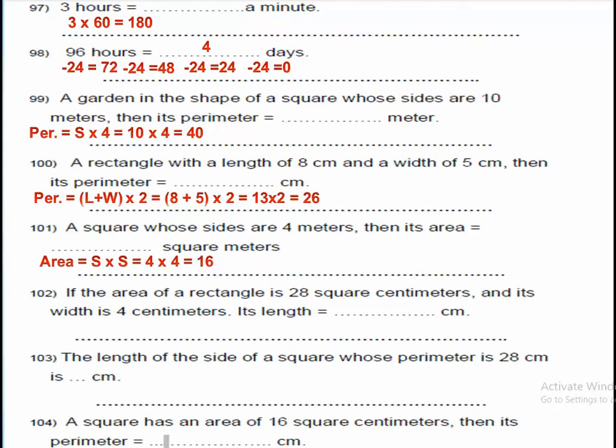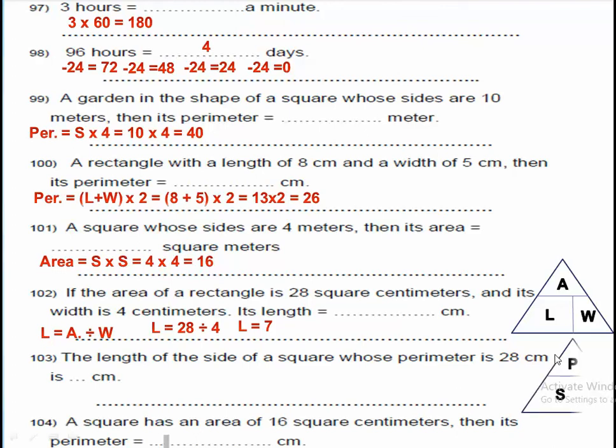If the area of a rectangle is 28 centimeter and its width is 4, then its length, let's draw the magic triangle for area. Area equals length times width. If I want to calculate length, hide the length, it will be area divided by width equals 28 divided by 4 equals 7. The length of the side of a square whose perimeter is 28.